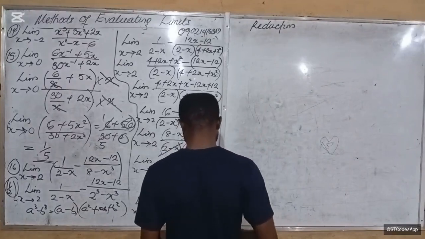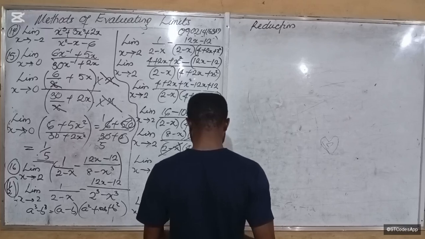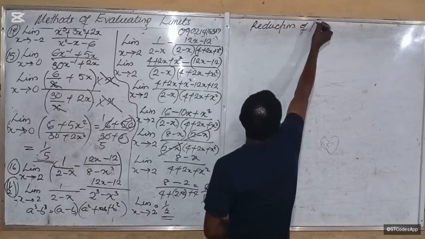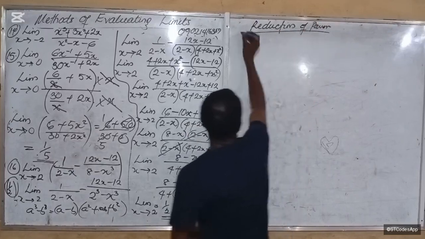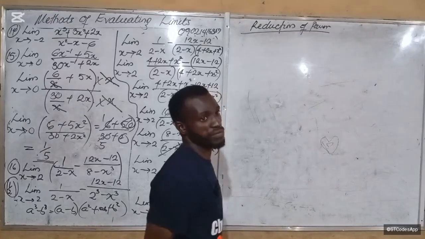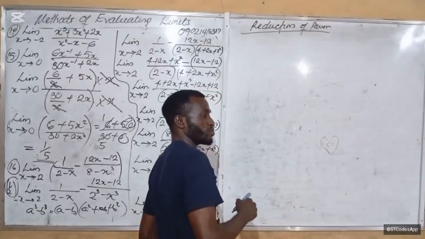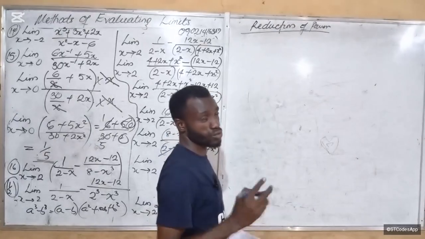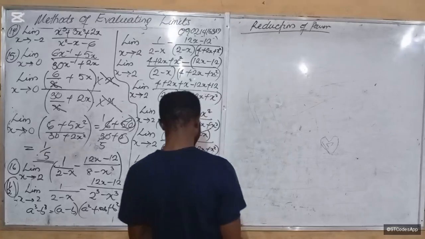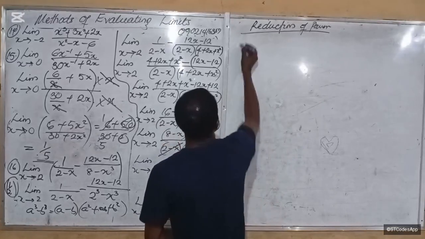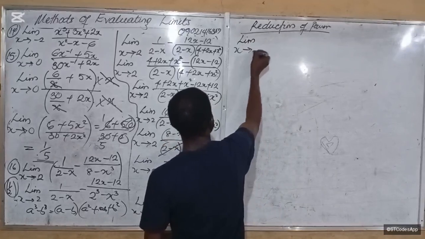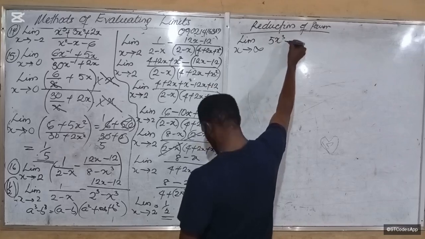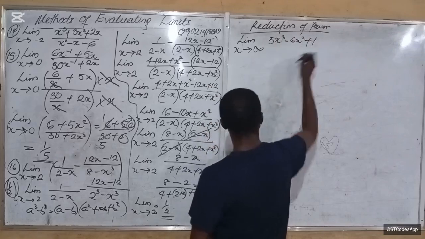So let's work on some questions. Reduction of power, right? Reduction of power. Okay, so in this case, let me quickly give you a few tips. Let me first solve for you because we are learning how to evaluate. Then I'll give you 2 or 3 tricks that I remember. So we have limit as x approaches infinity of 5x cubed minus 6x squared plus 1.